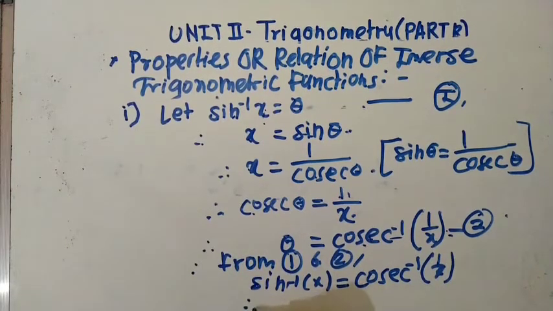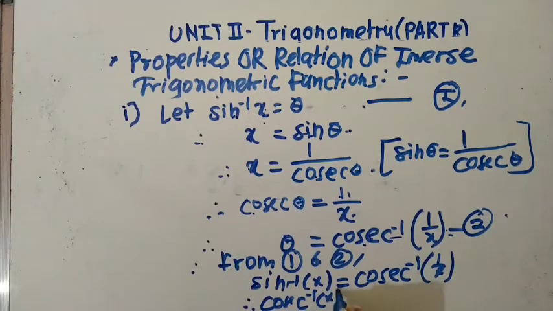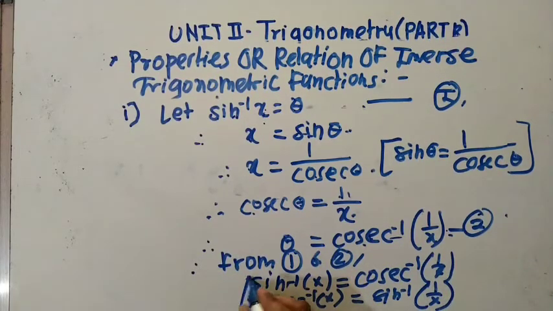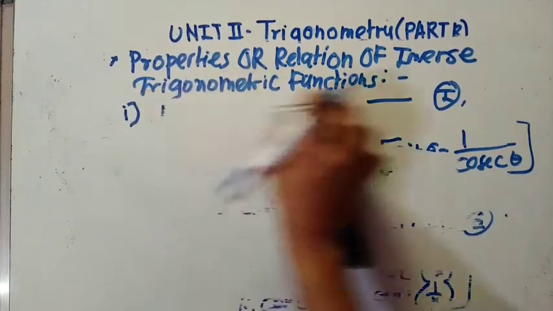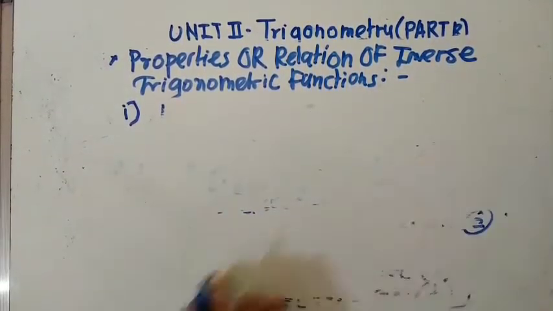And cosec inverse of x is equal to sine inverse of 1 by x. Hence first property is proved. Then we give the second property.